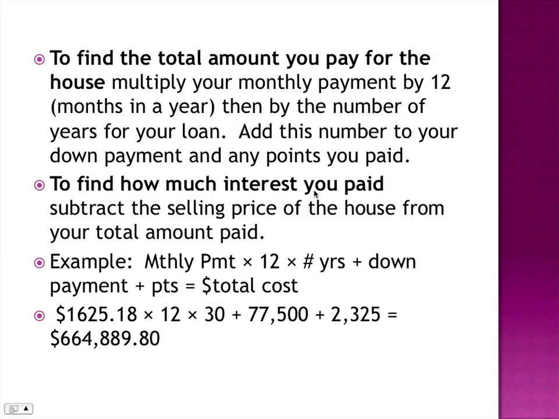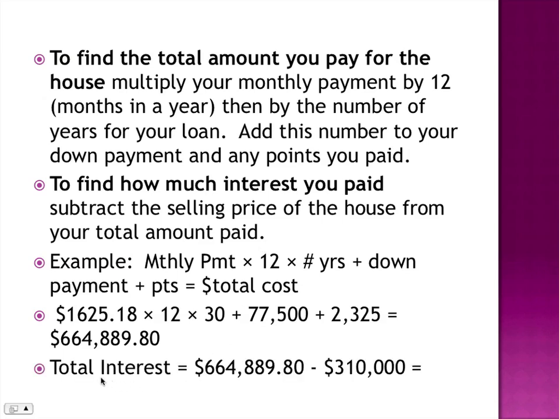Now, to find out how much interest you paid, you want to subtract the selling price of the house from your total amount paid. So your total interest is going to be the total amount that you paid for the house minus the selling price of $310,000, and that gives you a total amount of interest of $354,889.80. Yes, that is correct.